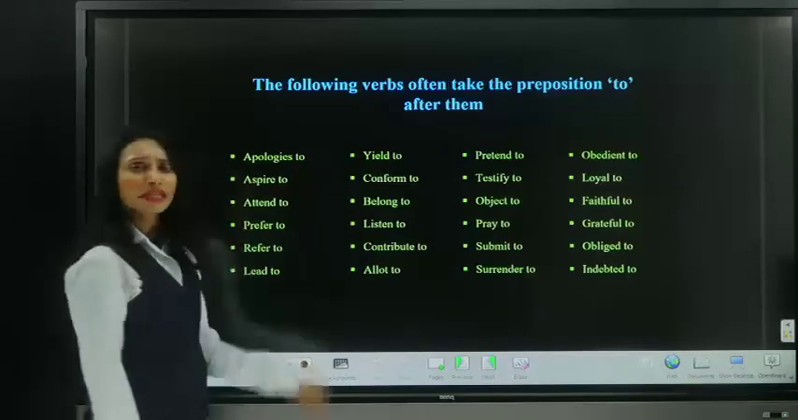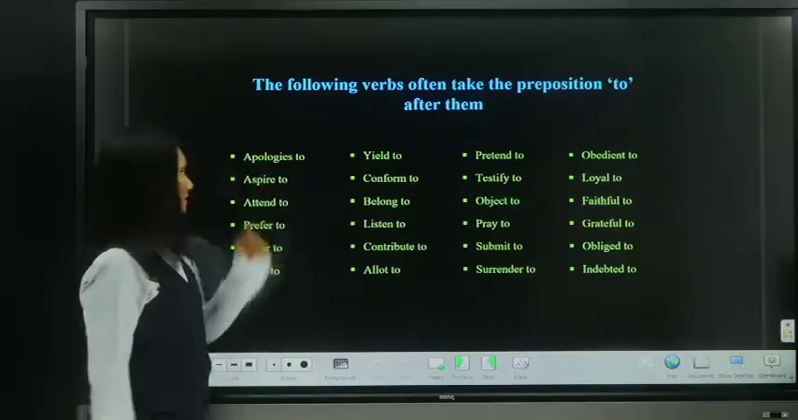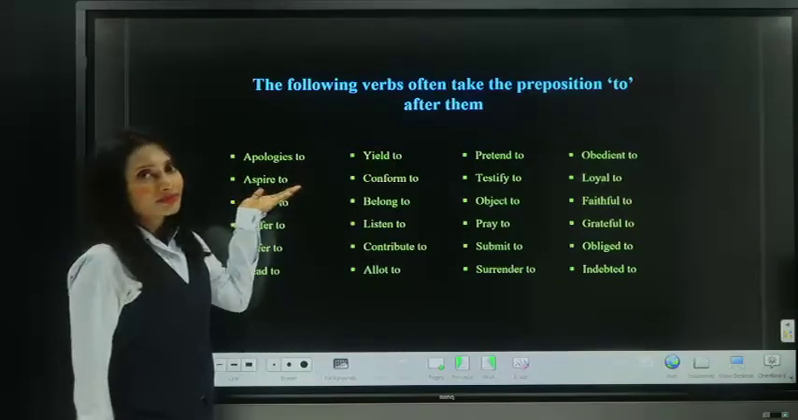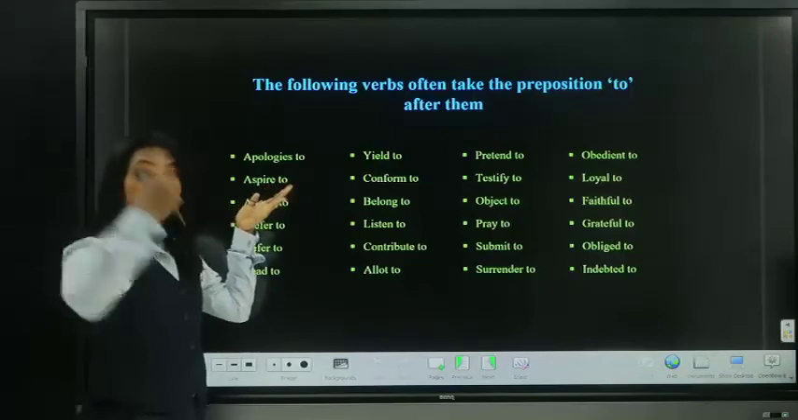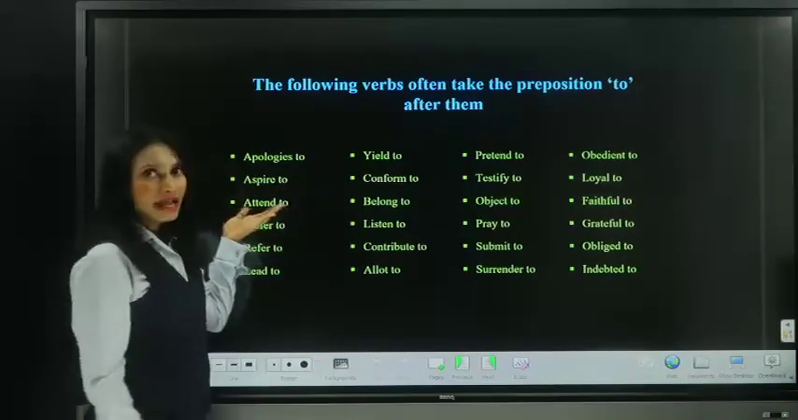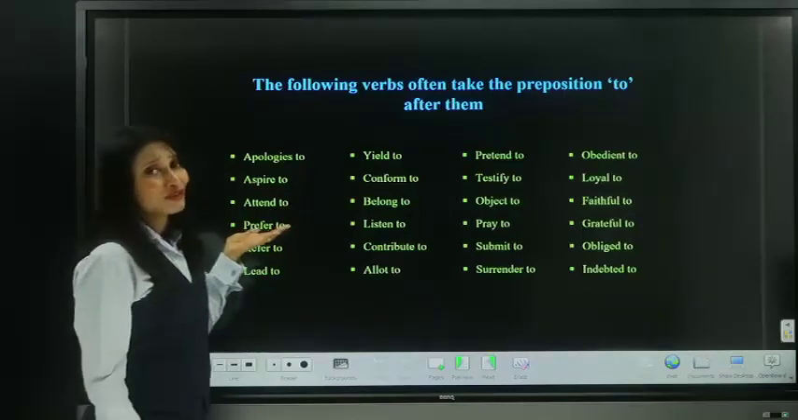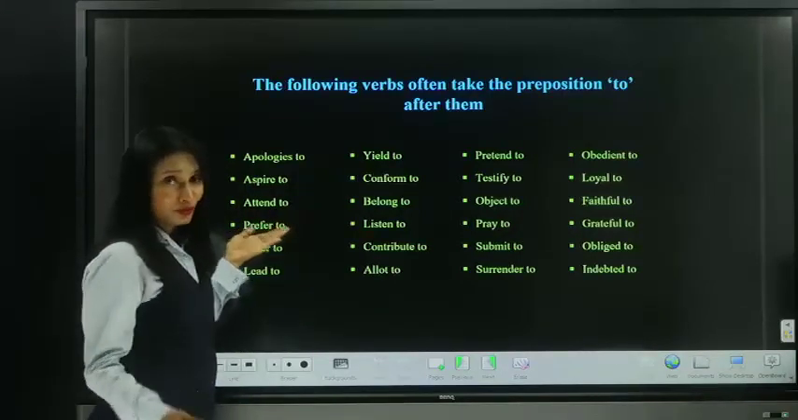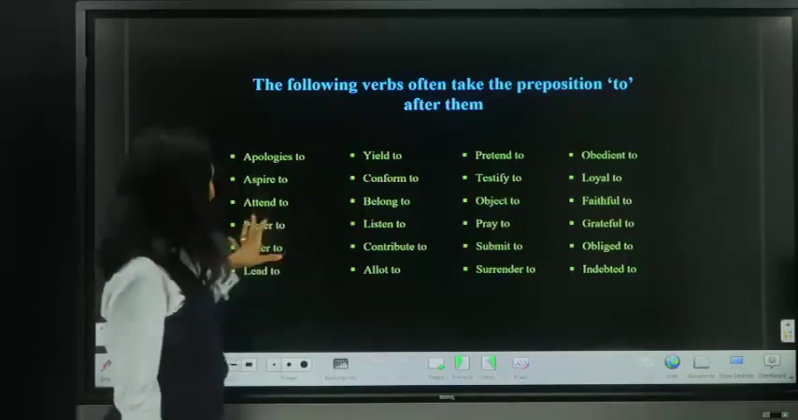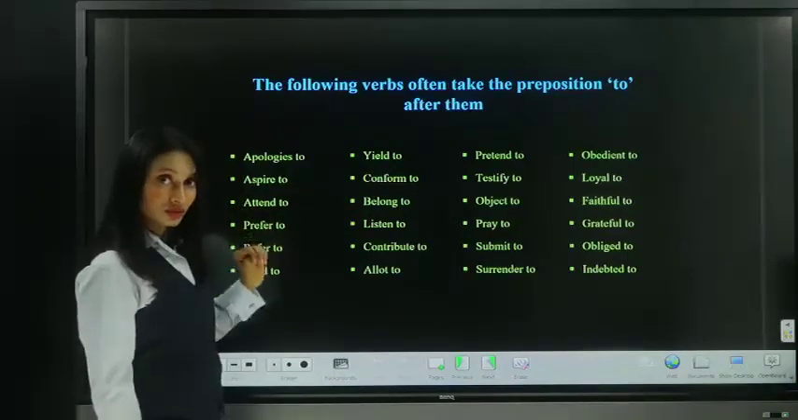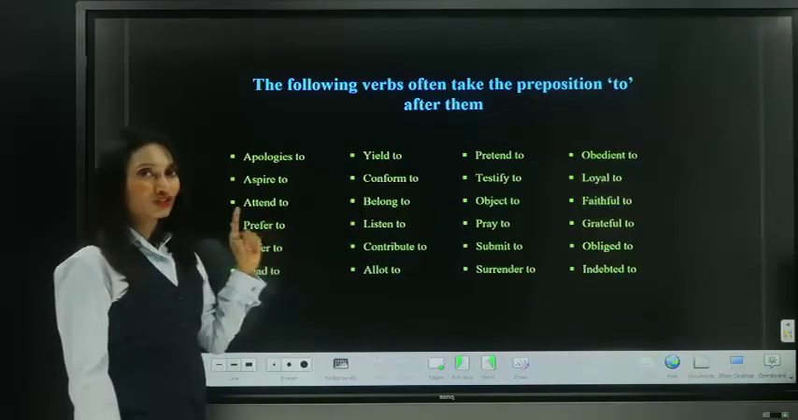They are: he apologizes to her. Apologizes to. You must aspire to reaching great heights in your life. Attend to classes regularly. I prefer red to blue. Prefer to. We already discussed it in adjectives, right? And here as a verb, it takes to. So these are the list of verbs which are followed by preposition to.